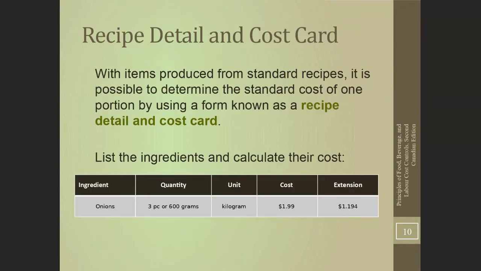So now we're going to talk about the recipe detail and cost card. When you're creating dishes from standard recipes, which you all should be doing, it's possible to determine the standard cost of a portion using a form called the recipe detail and cost card. Next week, or after intercession, you will be using one to cost out a recipe. It's a form that lists the ingredients in the dish, the amount of those ingredients, the cost per unit, and the cost per portion, which is the extension. All you're doing here is multiplying the quantity by the cost and arriving at the extension, or the portion cost. But again, this cost needs to take into consideration the yield, which we'll show you in a second.